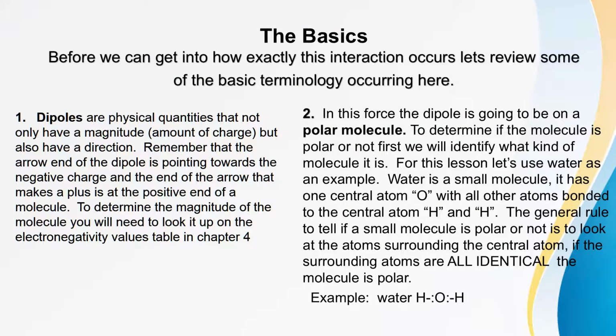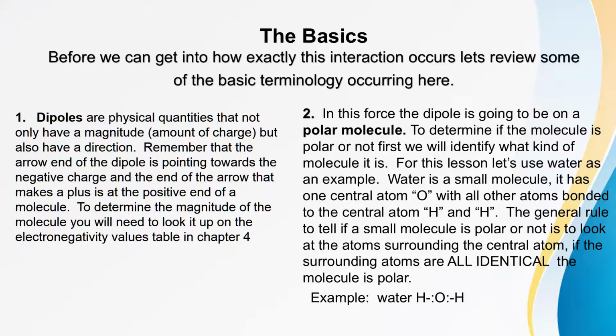Before we can get into how exactly this interaction occurs, let's review some of the basic terminology. Dipoles are physical quantities that not only have a magnitude but also have a direction. Remember that the arrow end of the dipole is pointing toward the negative charge, and the end of the arrow that makes a plus is at the positive end of a molecule. To determine the magnitude of the molecule, you'll need to look it up on the electronegativity value table in Chapter 4. In this force, the dipole is going to be on a polar molecule.